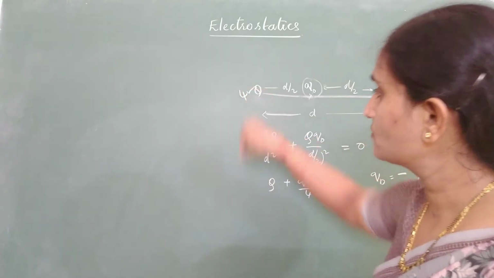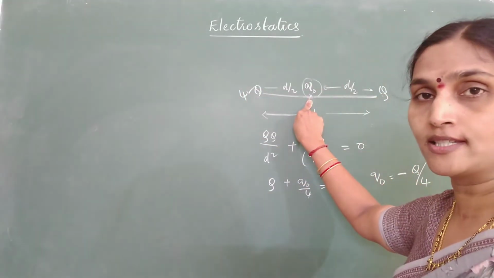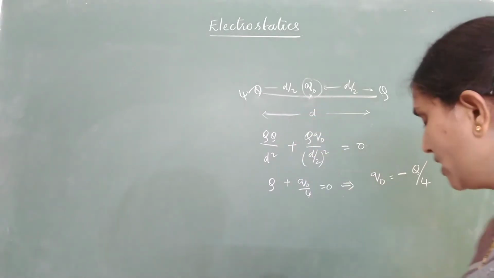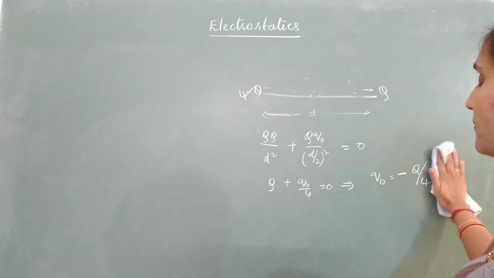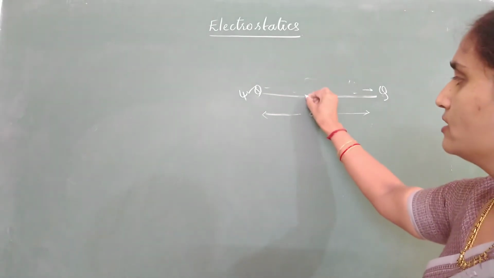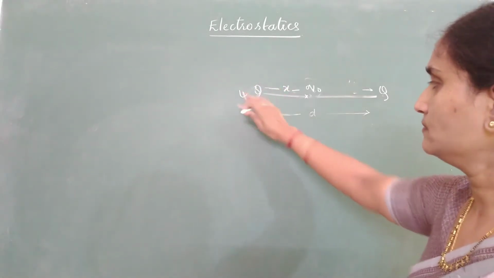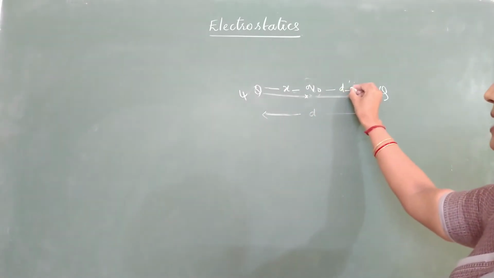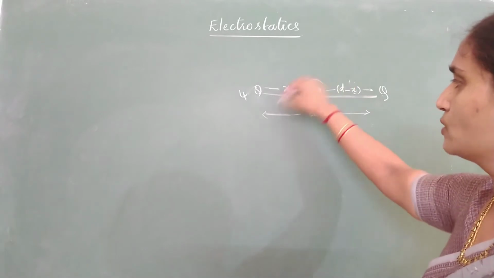Suppose I give this as 4Q and this as Q. First find out the point where you have to place the charge. How to get the point where you have to place the charge? See, the distance is d. Let the charge to be placed be Q naught, somewhere here, which is at a distance x. Remaining distance will be d minus x. The force on Q naught should be 0.